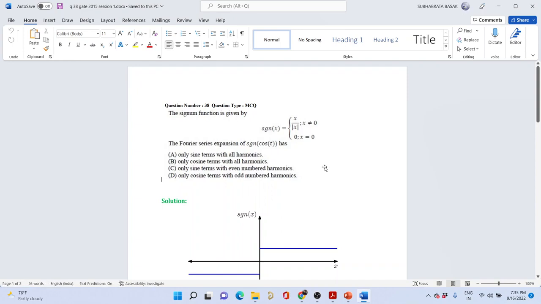So I'm giving you a function like this, the signum function. I hope you know what the signum function is. I have already drawn the function over here. I am not supposed to show the solution right now, but the signum function has been given over here, and the Fourier series expansion of signum of cos of t is asked. So which one would be correct?